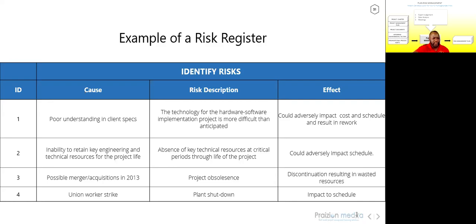All right, cause, risk, effect. There's a little bit of a delay here in switching over my videos. But cause, risk, effect, that is the model that you want to use for identify risk. When you're identifying risks, it's not enough to say, oh, the technology could be more difficult than anticipated. You want to go further and say, what could cause that? What is the cause? Oh, what is the effect? What will that do to the project? So cause, risk, effect. Okay.